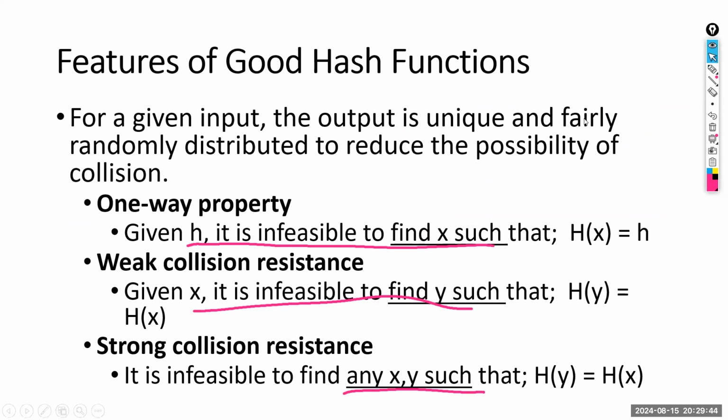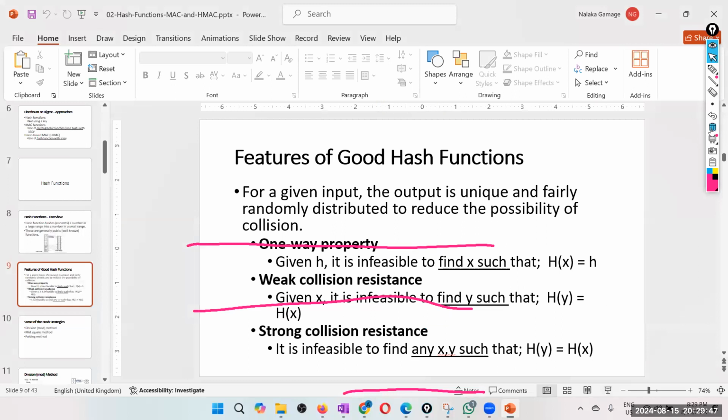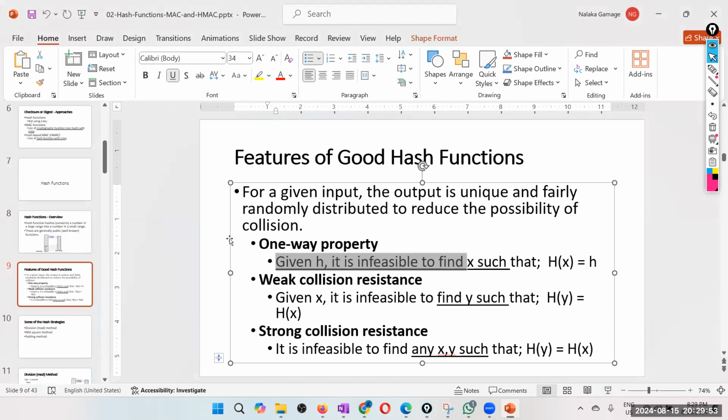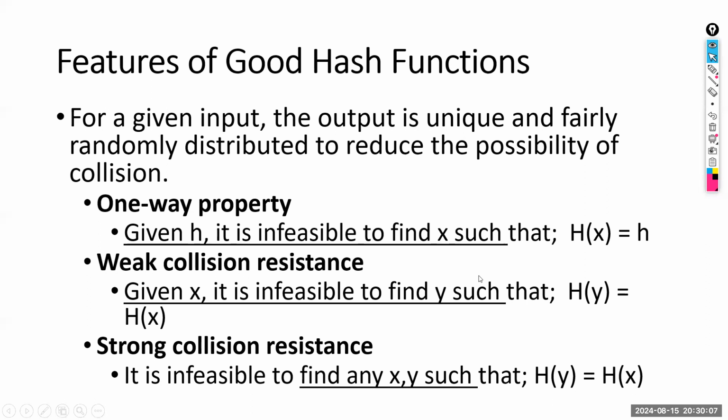Yeah, I can highlight that part for your notes later on. Because once you see the pattern, it is easier for you to first understand and then remember. Otherwise, it's very difficult to memorize these things without understanding, without getting any context, or without seeing the patterns. So those are features of a good hash function. One-way property, weak collision, strong collision.